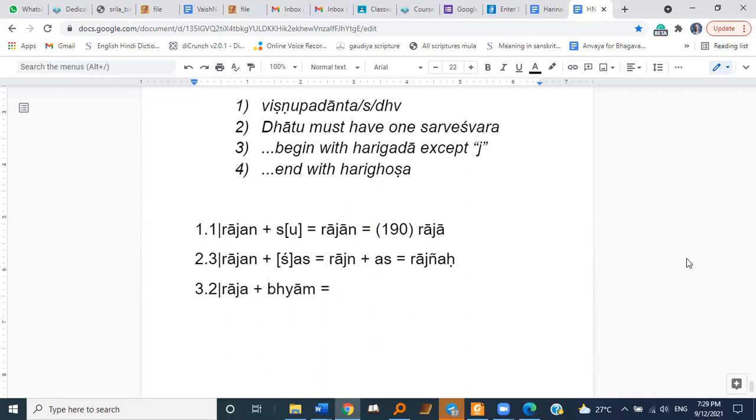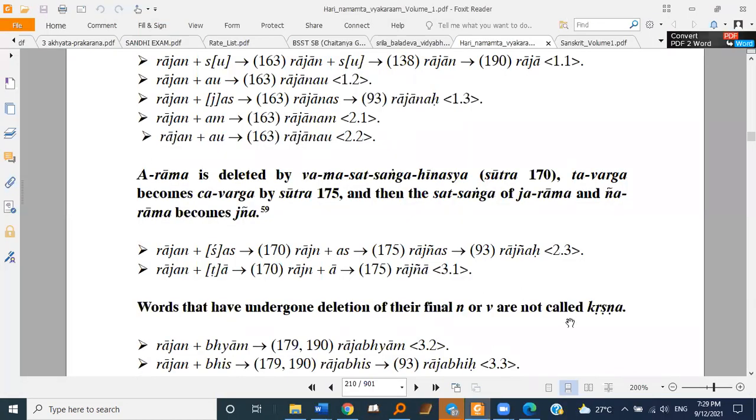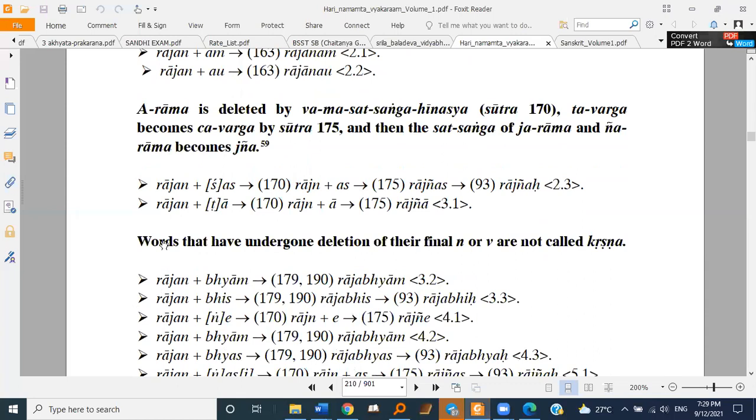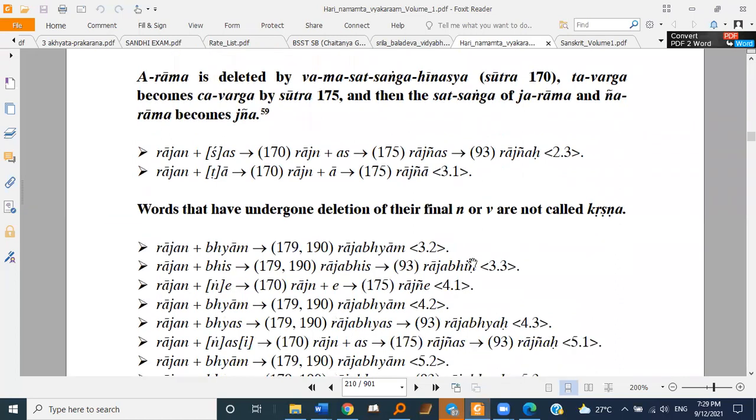Now, one more thing is there. When we have deleted Na Rama, now someone can say this has become a Ramanta Shabda, like Krishna Shabda. And someone may say further, okay, now let's apply Krishna se Trivikrama Gopale and make it Trivikrama. But Jiva Goswami is saying no. The words that have undergone deletion of their final na or va rama are not called Krishna word. Okay, so it will be Rajabhyam.